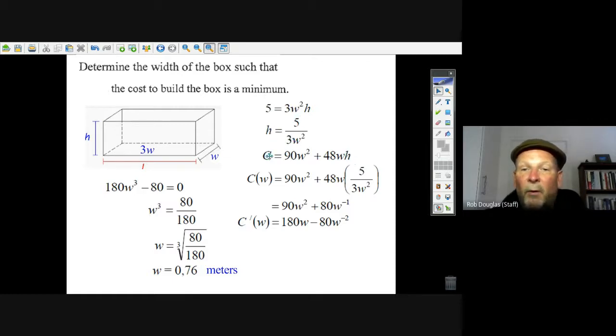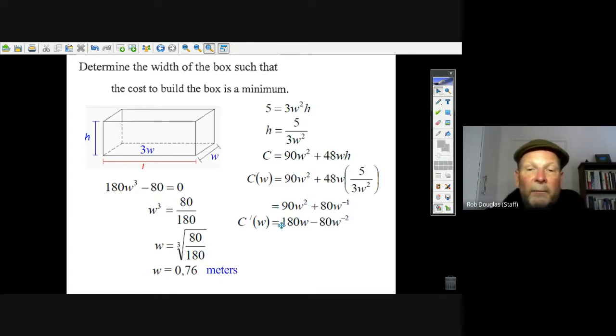Now, in this formula for cost, we can write it all in terms of W, and you have to do that all in terms of one variable. So instead of H, we rub it out and put 5 over 3W². Now we multiply this out. 48 divided by 3 times 5 is 80. And W over W² is W to the minus 1, 1 over W. Well, there's the function for cost in terms of just W.